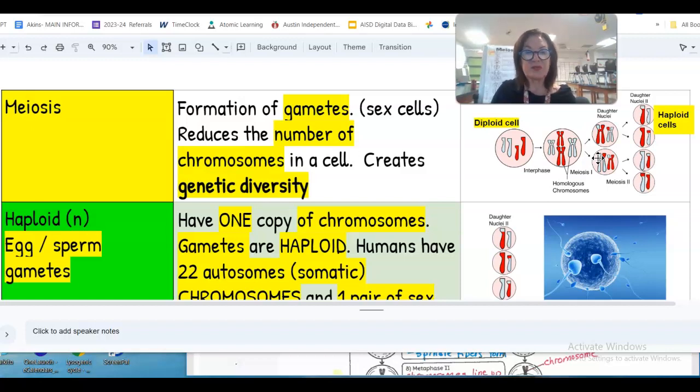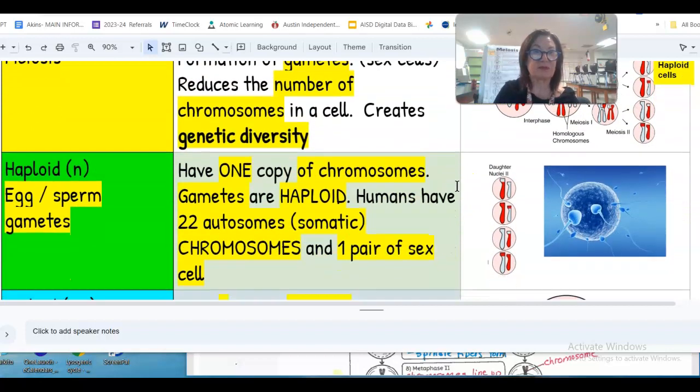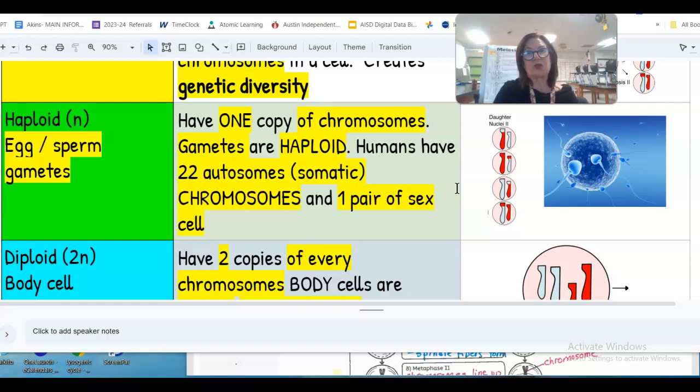All right. So the next one we have is called haploid, a haploid cell. Okay, so a haploid cell is either an egg or a sperm, and egg and sperm are called gametes. But if you think of haploid, it kind of sounds like half, because haploid cells have half the amount of chromosomes. So it's going to be your egg or your sperm. According to the notes, we have 1 copy of chromosomes. Gametes are haploid cells. So that means your egg and your sperm are haploid cells.